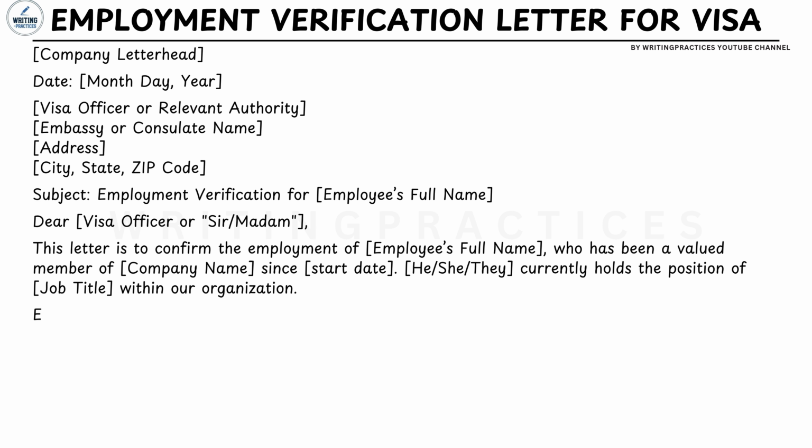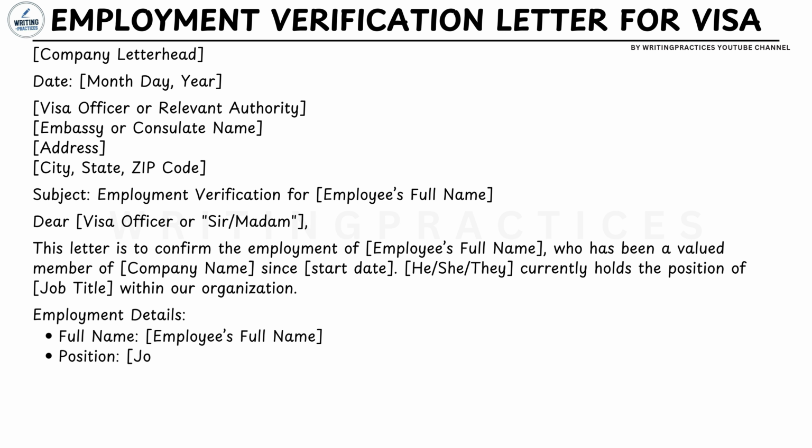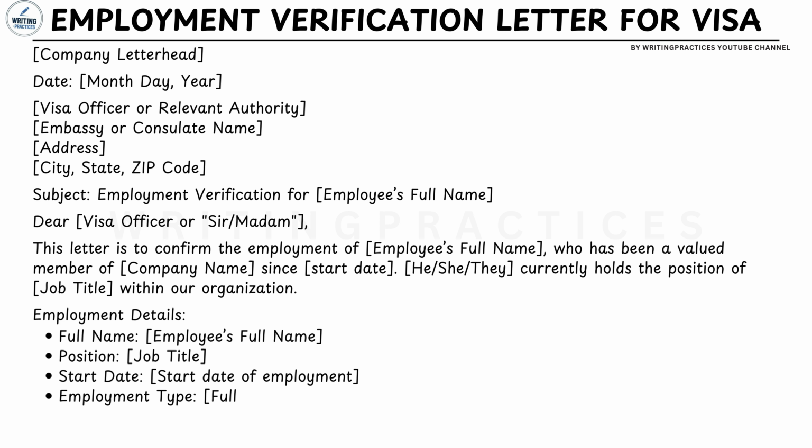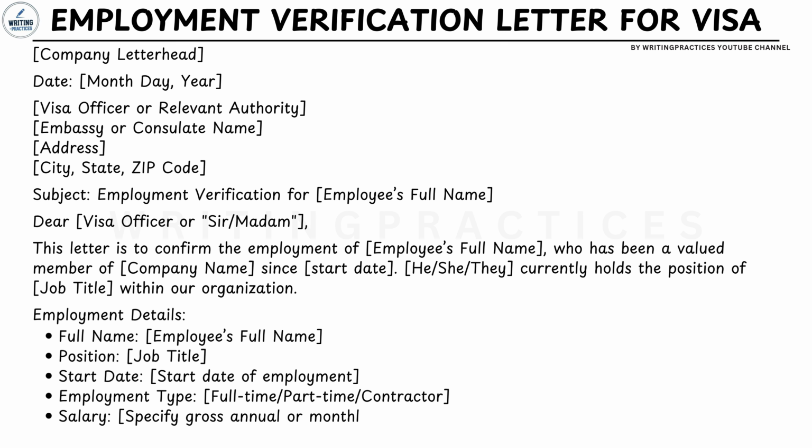Employment details. In this section, include a detailed breakdown of the employee's employment information. Be thorough and precise, as this data is critical for visa processing. Example: employment details, full name, employee's full name. Position, job title. Start date of employment. Employment type, full-time or part-time or contractor. Salary. Specify gross annual or monthly salary. Work location, address of the workplace.